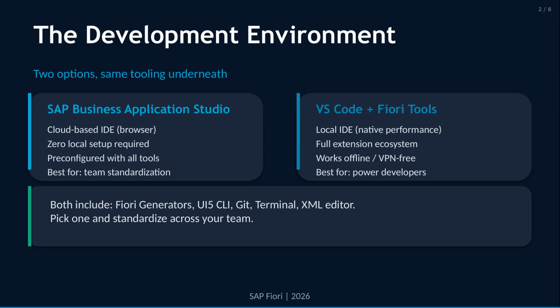Second, if you prefer a local setup, you can use Visual Studio Code with the SAP Fiori Tools extension pack. This gives you the same generators and templates as BAS, but running on your machine. Either way, you get syntax highlighting, code completion for UI5 APIs, and integrated terminal access. The choice between BAS and local VS Code depends on your organization. BAS is easier to standardize across teams with zero setup, while local VS Code gives you more control and offline capability.